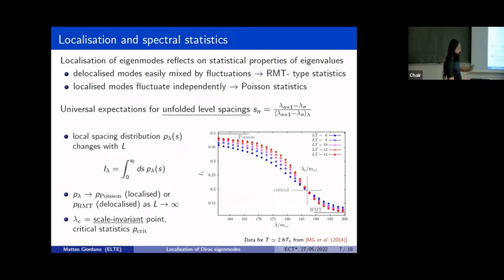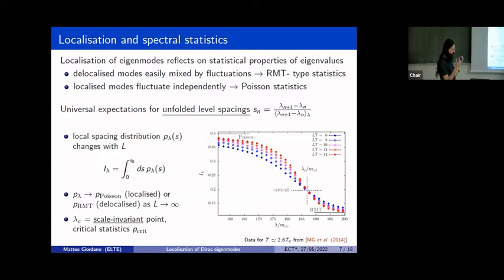Here, where the modes look localized, indeed, this quantity is closer to the Poisson expectation and gets closer as you increase the lattice size. And somewhere in between, there is a point where there is no volume dependence. That's the critical point. The mobility edge is a scale invariant point where you will find some special type of statistics, neither random matrix theory nor Poisson, just the critical statistics at the mobility edge.